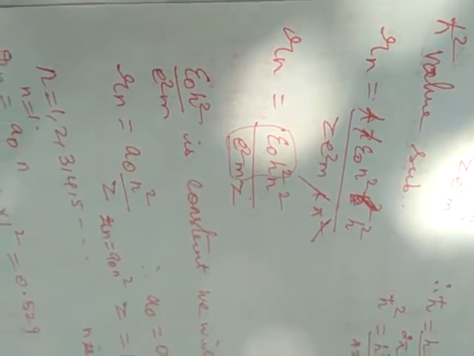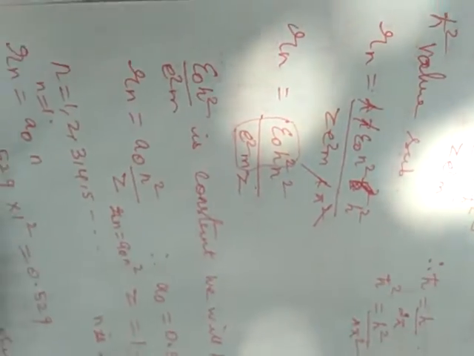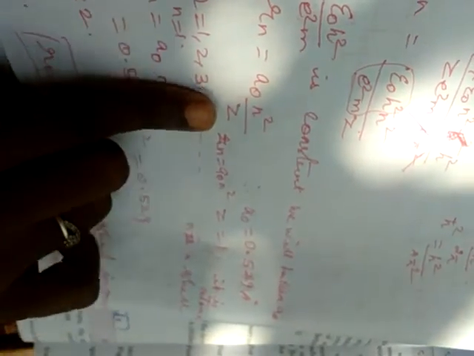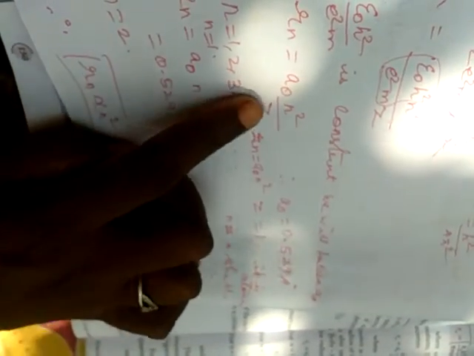That value is 0.529 Angstrom. So the formula for the radius is Rn equals a naught n squared by z. Now the atomic number z is 1, so z cancels and applying 1, the value of Rn is a naught n squared only.